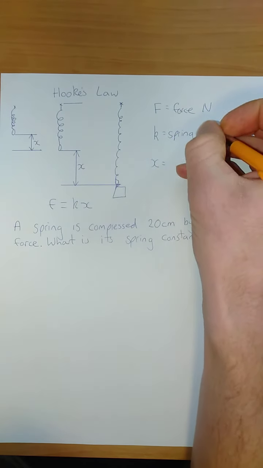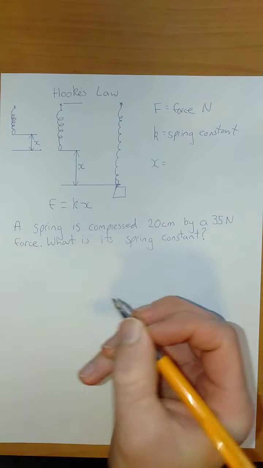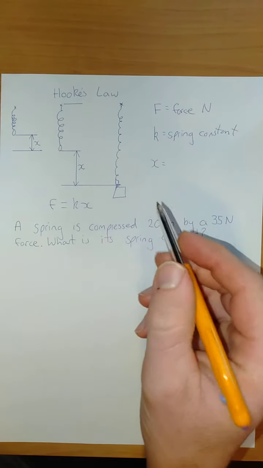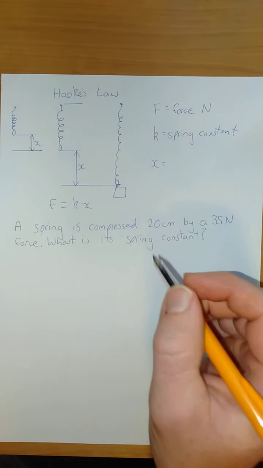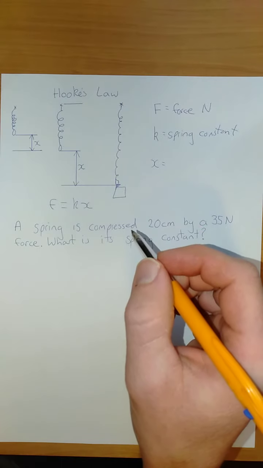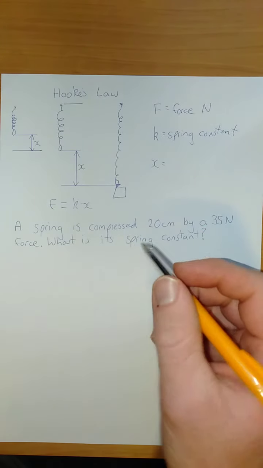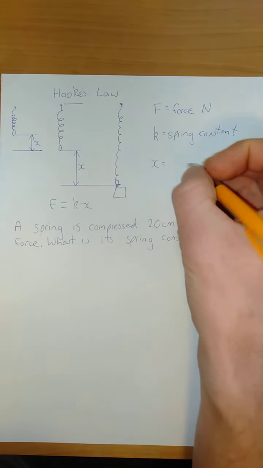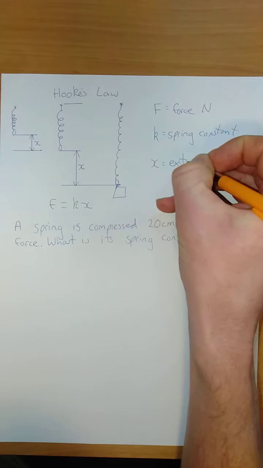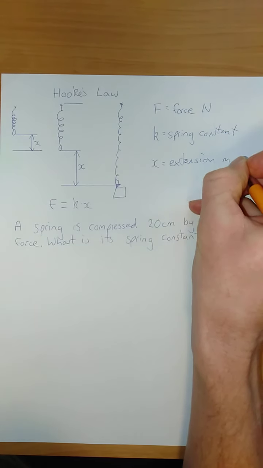And spring constant is unique to every spring. So if you get a really strong spring, like a truck, then it has a large spring constant. If you have a small flimsy one, like out of a pen, then it will have a smaller number for its spring constant. Every spring has its own unique spring constant. And x was extension. And extension has got to be in meters.